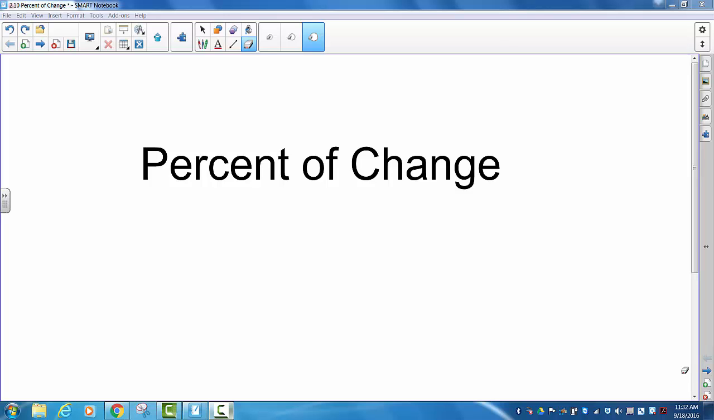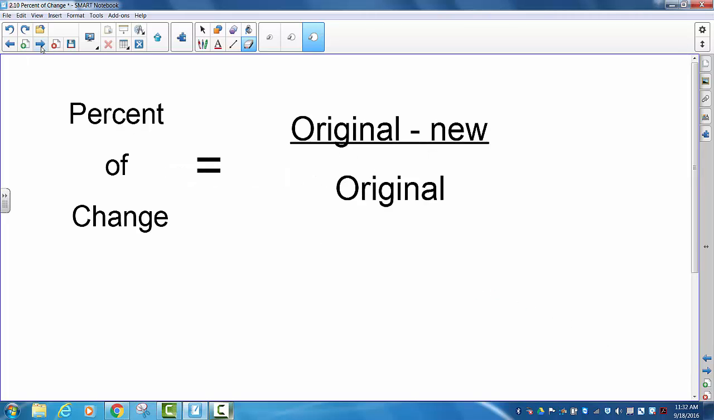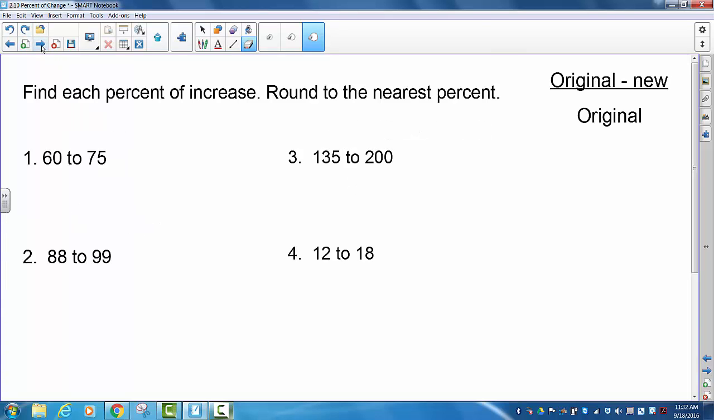We will be doing percent of change, or change expressed as a percent. Percent of change is calculated by going original minus new over the original amount. So let's find each percent of increase, and we will round to the nearest percent.